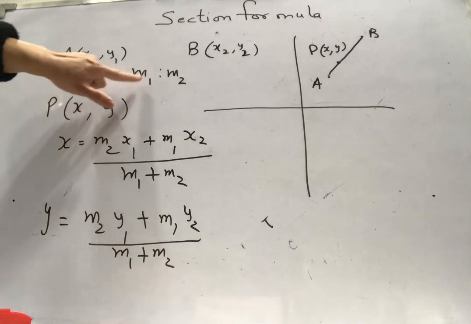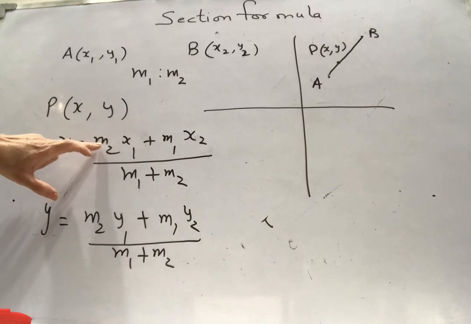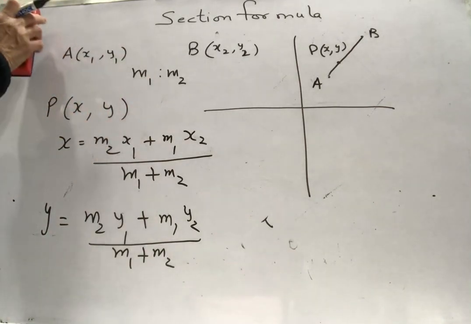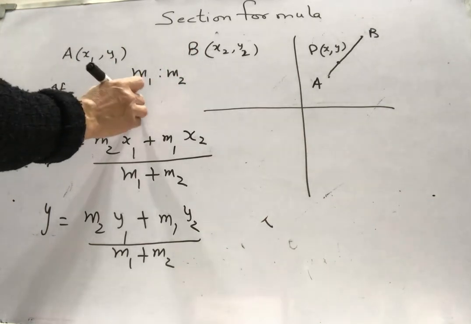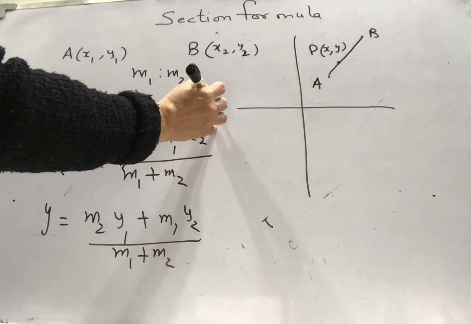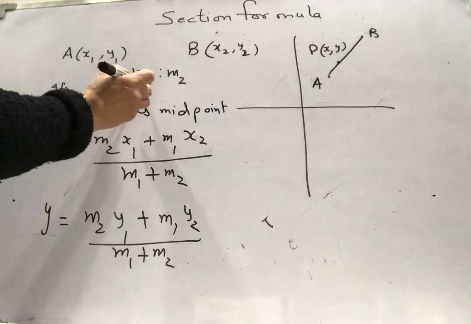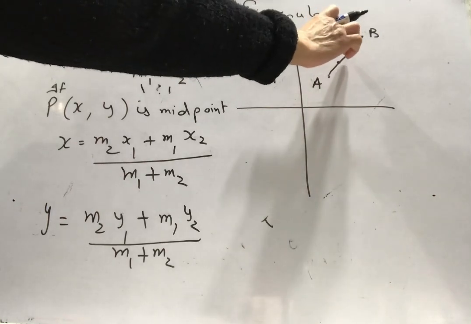So in case we talk about this P, x, y to be the midpoint, how does the formula change? If it is the midpoint, the ratio becomes 1:1. So the coordinates of the midpoint can be written as, if P x, y is the midpoint, this was the formula. When you are saying it's the midpoint, the ratio becomes 1:1. These two parts are equal in case of the midpoint.